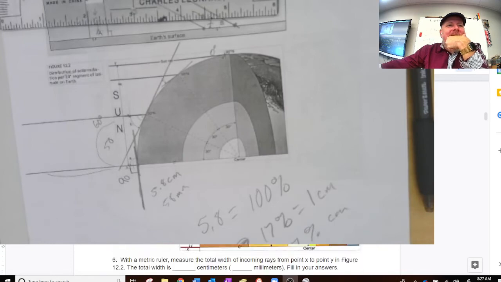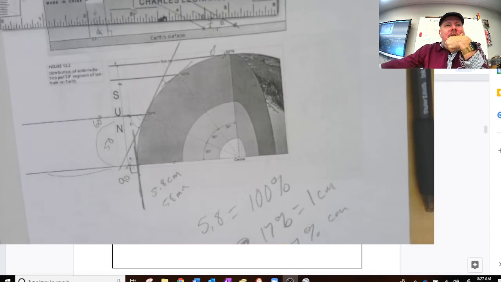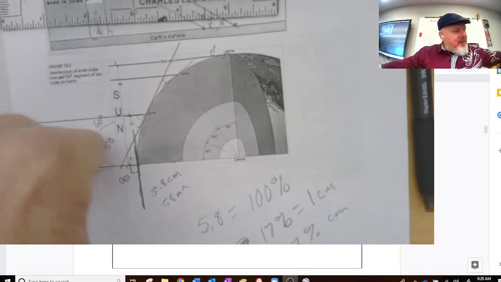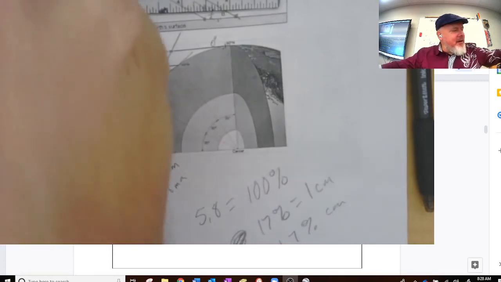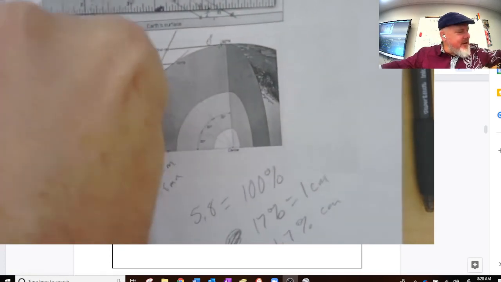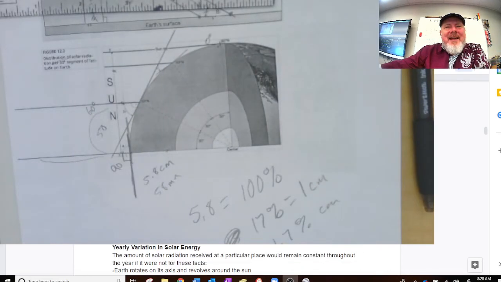So that goes through and answers question number 9. And then I want you to start figuring out what's the general relationship between the amount of radiation, the intensity of the radiation, for each 30-degree segment. So this is 30 degrees, this is 30 degrees, this is 30 degrees of latitude. What's the intensity like?